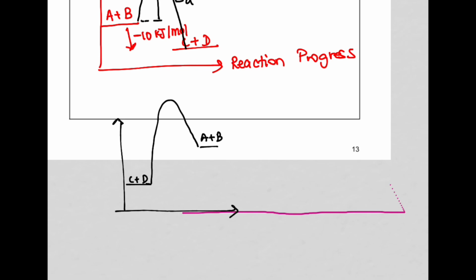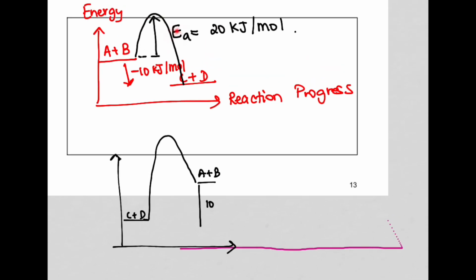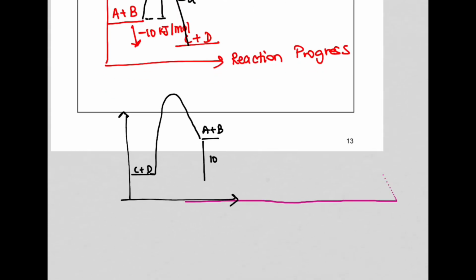And we saw that this part is minus 10. So this part is going to be 10. And the part here, this is 20. Therefore, activation energy is always from reactants to transition state. This is a transition state. Okay, here, this is the transition state here. Therefore, activation energy is going to be 10 plus 20. So this is 30 kilojoule per mole.